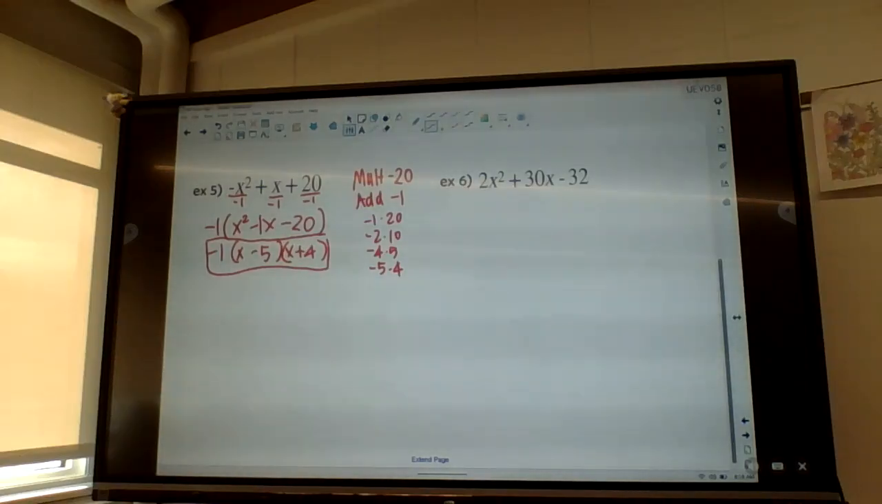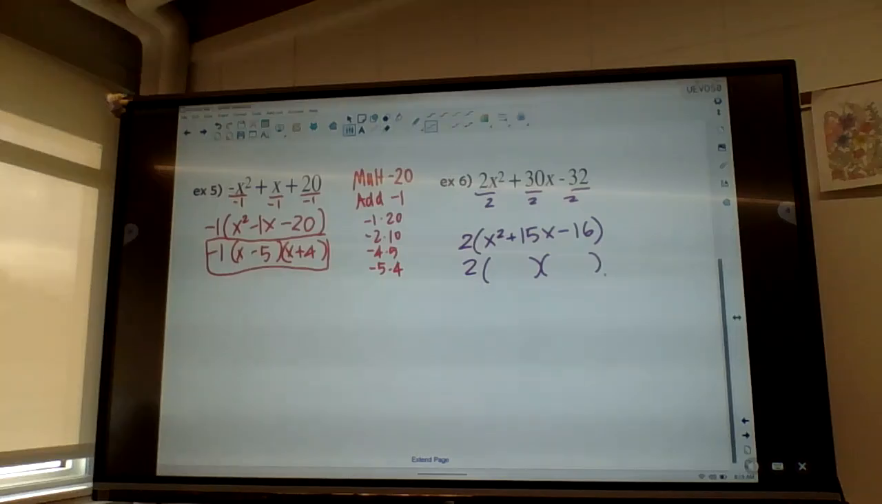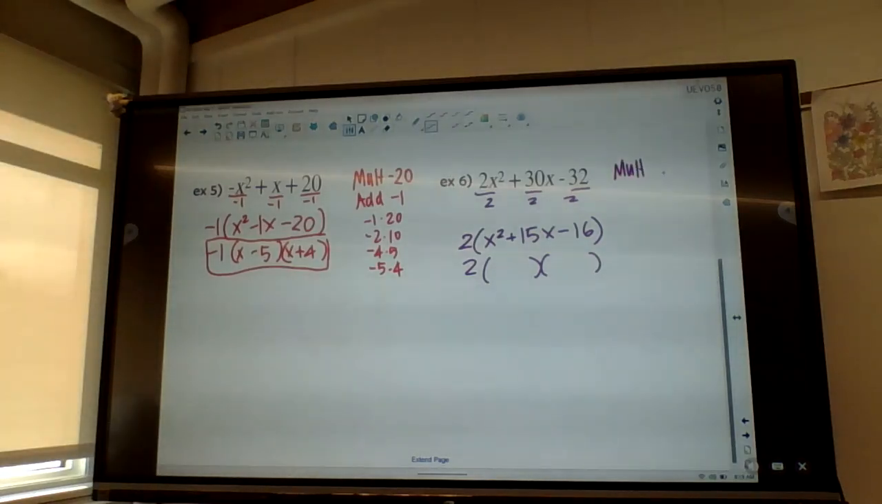And then our last one of our non-review questions, and then we'll go and do a couple of review grouping questions, is we're going to take out this 2 again. So I'm dividing 2 out of everything. I want to multiply to get negative 16, but add to get positive 15. Multiply to negative 16 and add to positive 15.